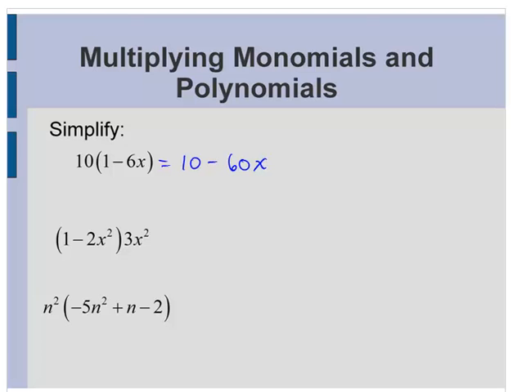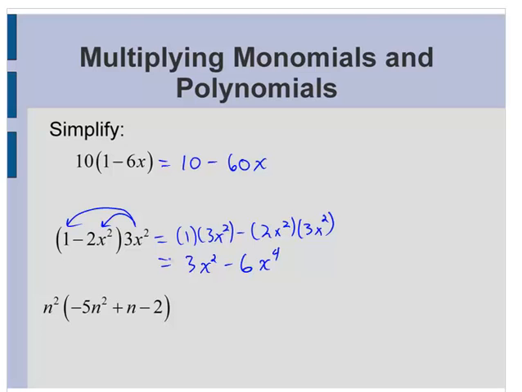1 minus 2x squared by 3x squared. Apply the distributive property to both terms. All right, apply that 3x squared into both terms. So I'd have 1 times 3x squared minus 2x squared by 3x squared. So that would give me 3x squared minus 6x to the 4th power.